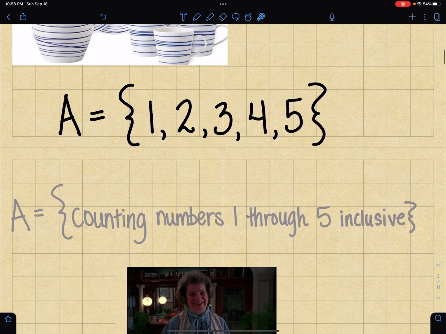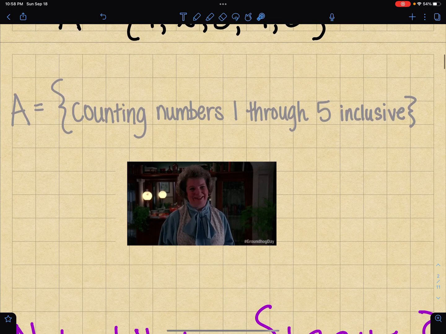You could also write it out in words. Set A is brackets, that means it's a set. The set of counting numbers 1 through 5 inclusive. Okay, so that makes sense. You've got a set of numbers right there that somebody might collect.